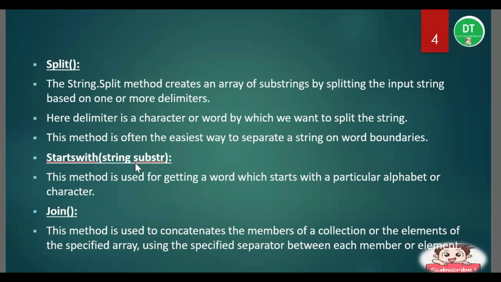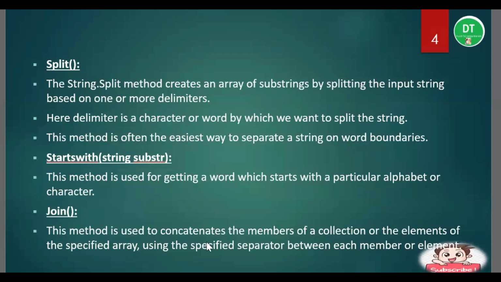StartsWith. This method is used for checking whether a word starts with a particular alphabet or character. Suppose I want to check whether a particular word is starting with the particular substring or not. If it starts with that particular substring or character, then it returns true.